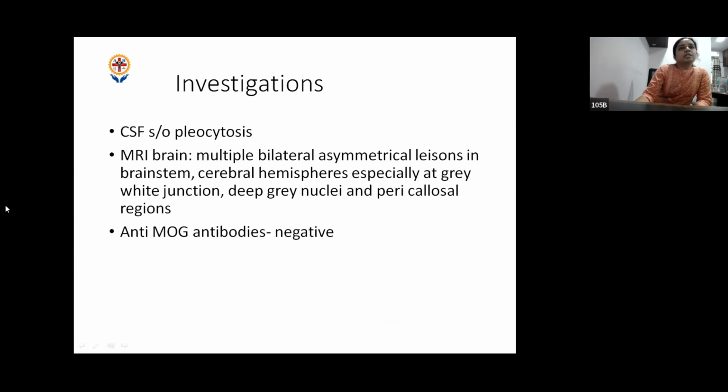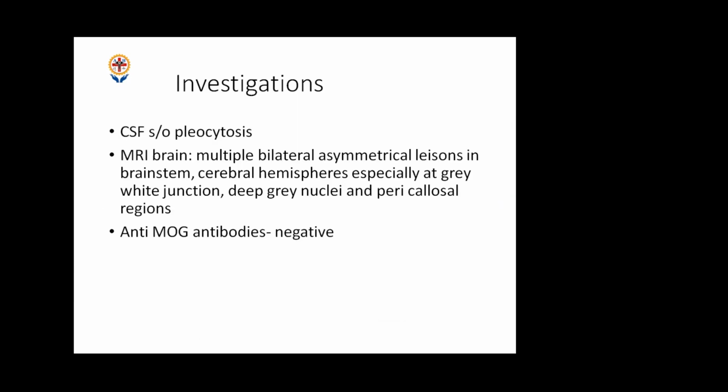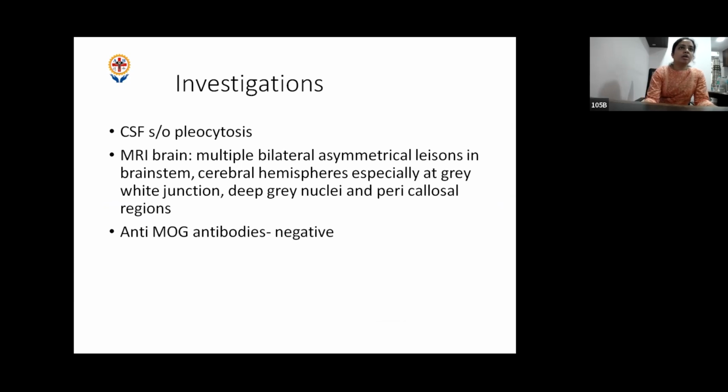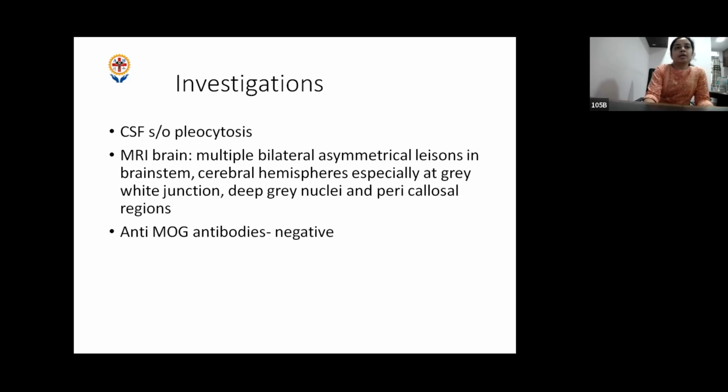So MRI brain shows multiple bilateral asymmetrical lesions in the brainstem, cerebral hemispheres, at the gray white junction, deep brain nuclei and pericallosal regions. So what is your impression after MRI brain? ADEM. Definitely MRI is showing a demyelinating pattern. Probably it is ADEM.